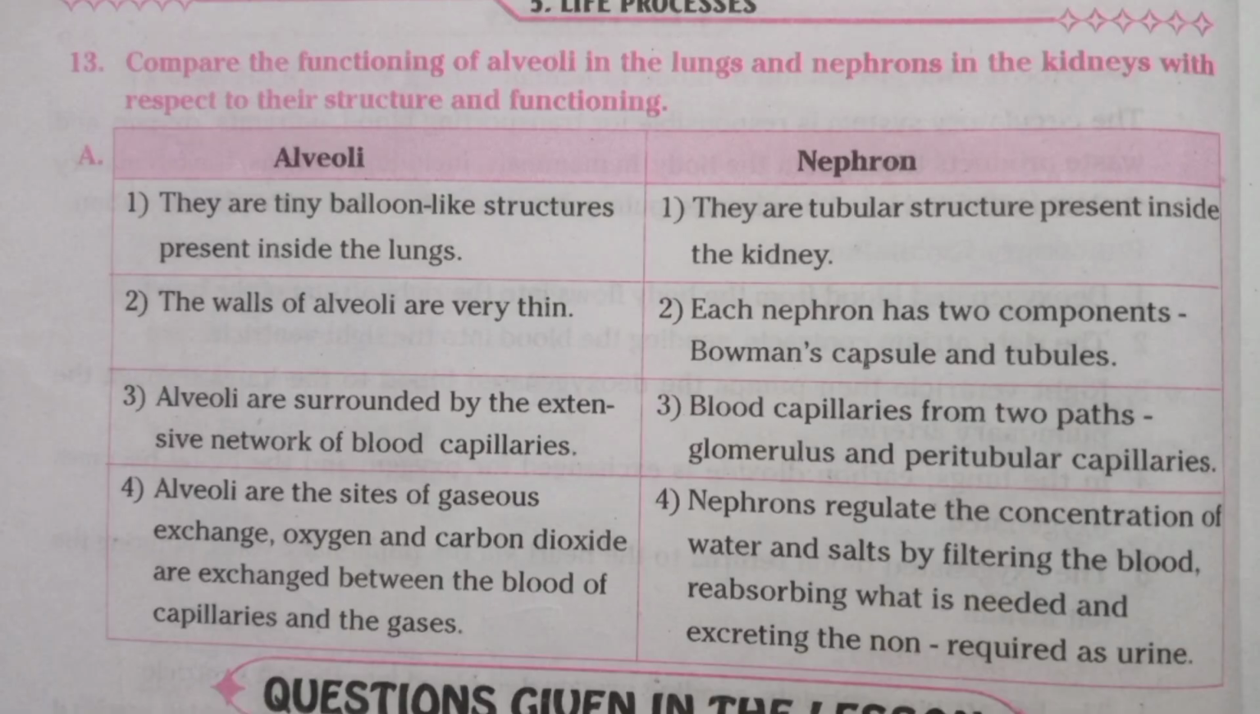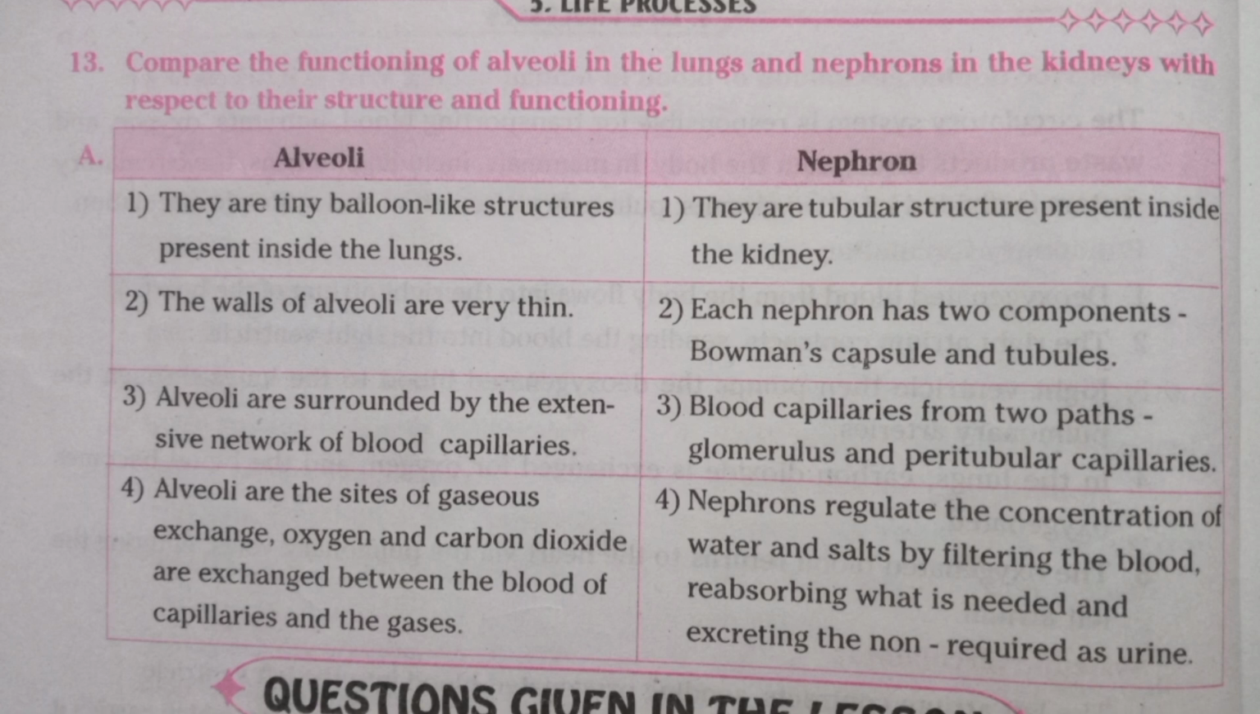13. Compare the functioning of alveoli in the lungs and nephrons in the kidneys with respect to their structure and functioning. A. Alveoli. 1. They are tiny balloon-like structures present inside the lungs. 2. The walls of alveoli are very thin. 3. Alveoli are surrounded by an extensive network of blood capillaries. 4. Alveoli are the sites of gaseous exchange. Oxygen and carbon dioxide are exchanged between the blood of capillaries and the gases.